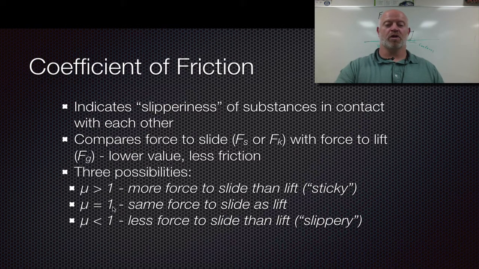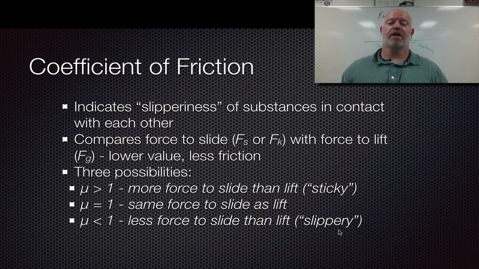You can have mu equal to 1. That means the forces are equal to each other, so the force it takes to lift something up would be the same as sliding it. And then, of course, we have mu less than 1. So it takes less force to slide than to lift. We would say that's kind of a slippery surface.